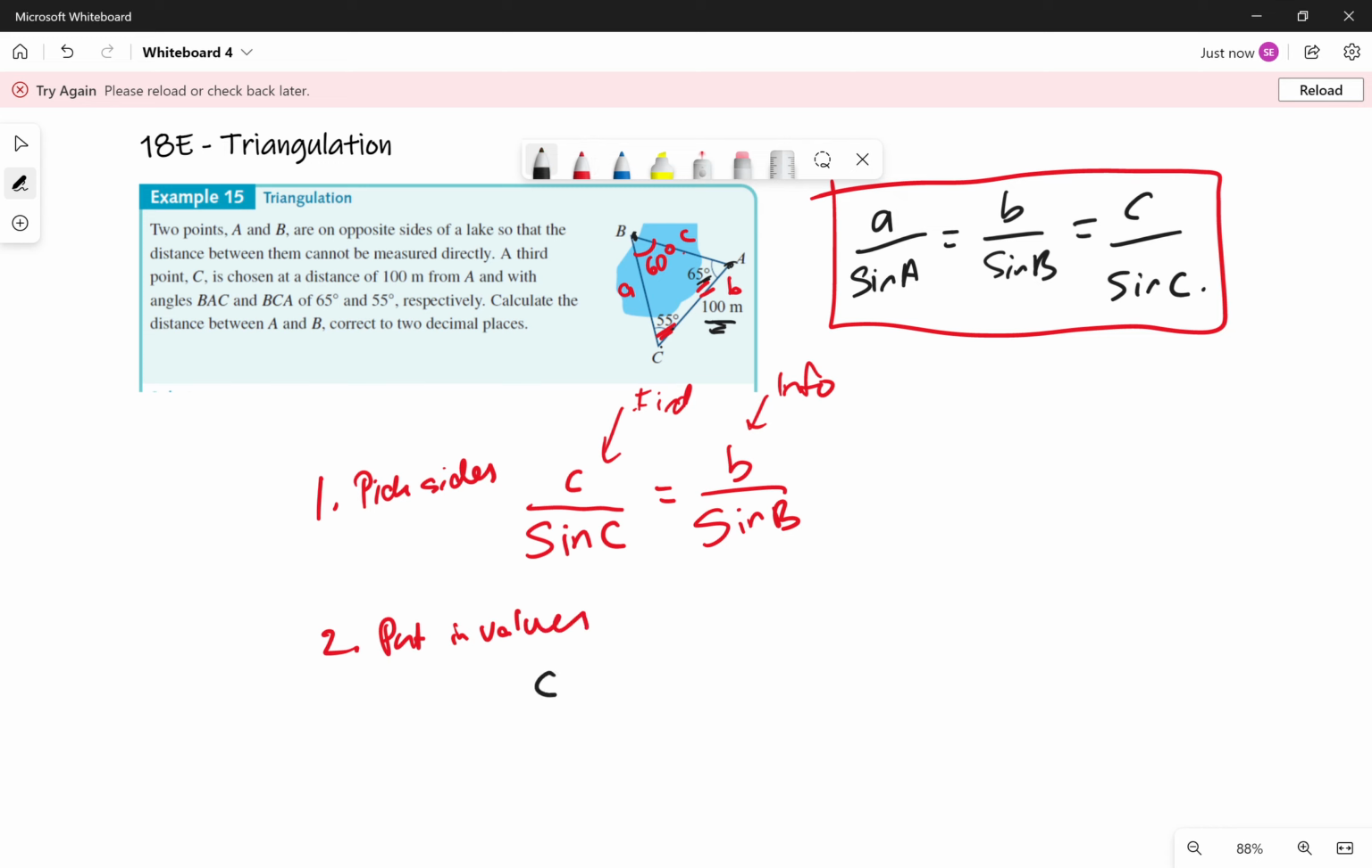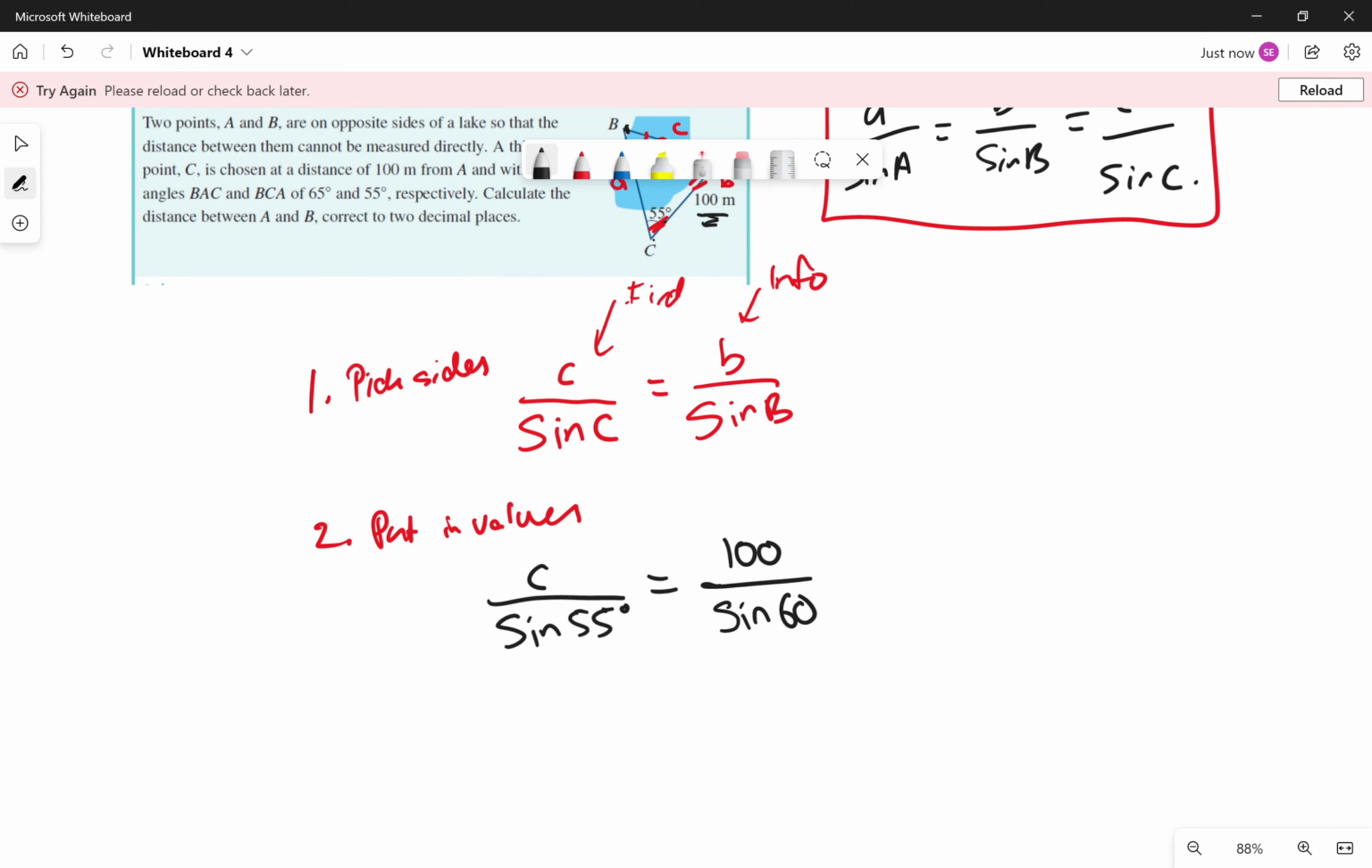So we're trying to find our c, so we obviously don't have that yet. Now big C, the angle is 55 degrees, so we've got sine of 55 degrees equal to little b, which is 100, over sine of big B, which is 60. Great. And then you will chuck that into your CAS and solve. Now we're trying to find a side, so we're just trying to find a length, and we'll get c is equal to 94.59 meters.